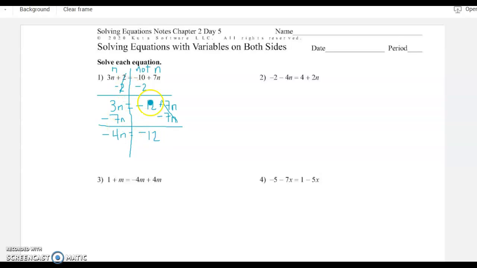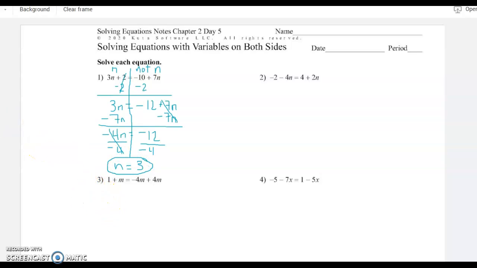Now you can see everyone is on the correct side. The n's are on the left, the non-n's are on the right. So now we're just going to solve it. So this is a one-step equation. To get rid of the multiply by negative 4, we're going to divide both sides by negative 4. So then the negative 4's cancel out. We get n equals negative 12 divided by negative 4 is 3. So our answer is 3.